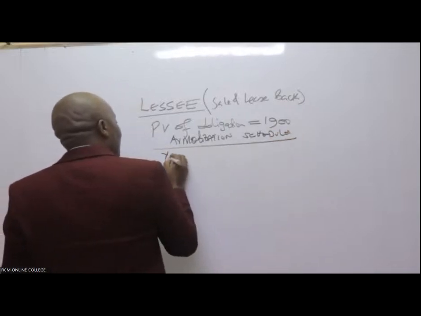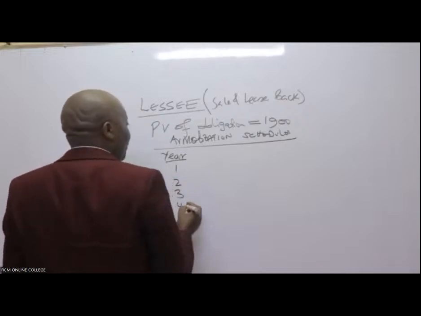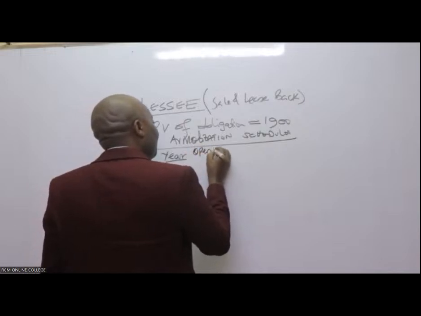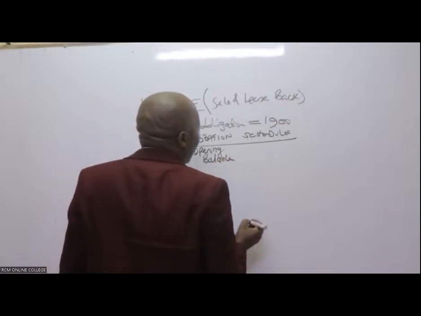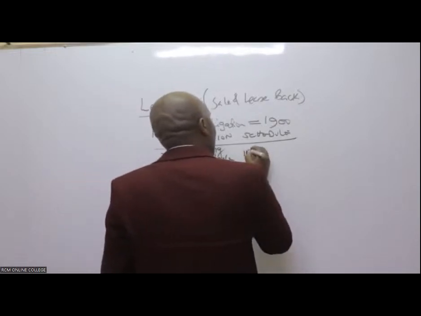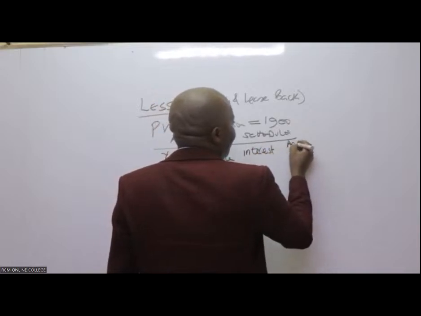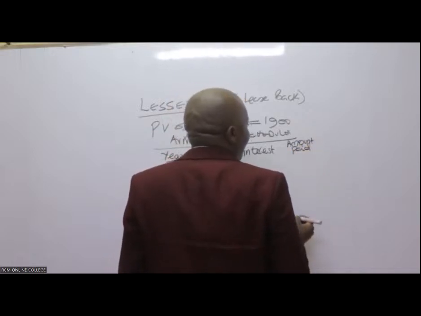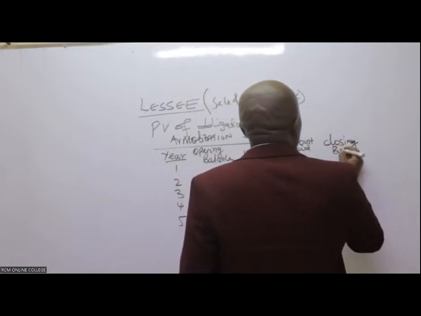So we have here 1, 2, 3, 4, 5. It's a 5-year lease. So give us the opening balance, then the interest, then the amount paid, and then the closing balance.